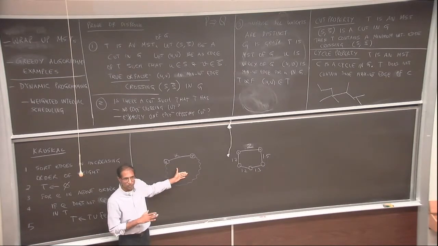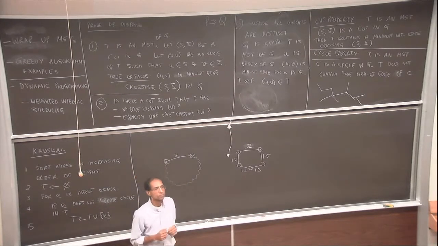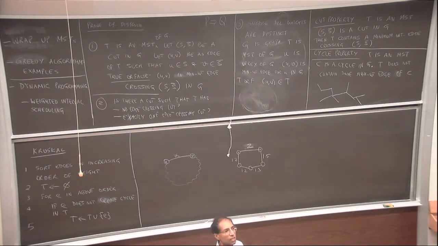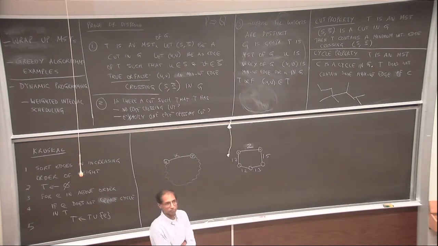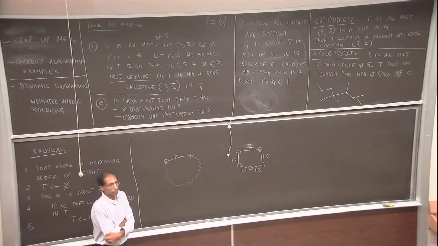Okay? Yes? I have a question. So when we say that UV is the minimum cut edge for U in G, it's the minimum weight edge? Minimum weight edge. Yes. So then, yeah, we violate that property. Yes. Okay. All right. Any other comments?